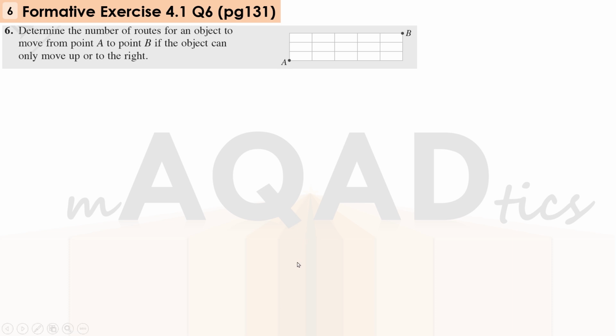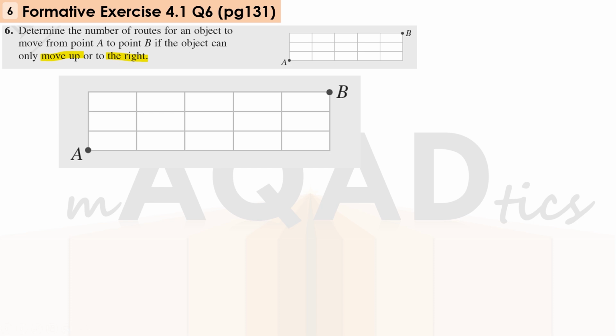For this question, we need to find the number of ways to go from point A to point B, but only using these two movements, which is moving upwards or to the right. So let's look at one of the examples to understand this process, right?